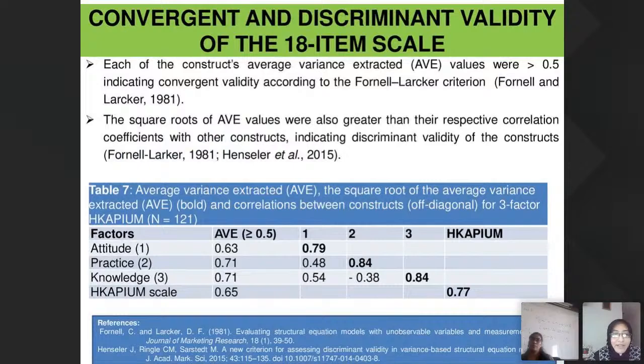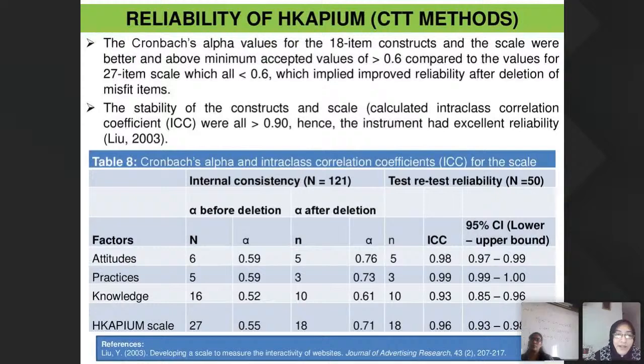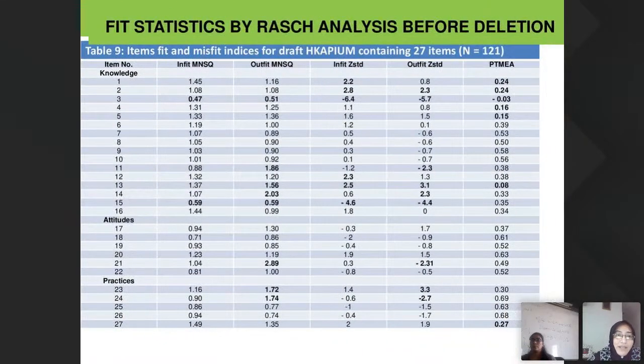This shows the convergent and discriminant validity of the 18-item scale after we deleted 9 of them. And this is the reliability of the instrument before deletion and after deletion, so we can see the difference. For example, for the attitude domain, before the deletion the Cronbach's alpha was 0.59, but after deletion it became better, 0.76. This is construct validity by the Rasch analysis before the deletion.